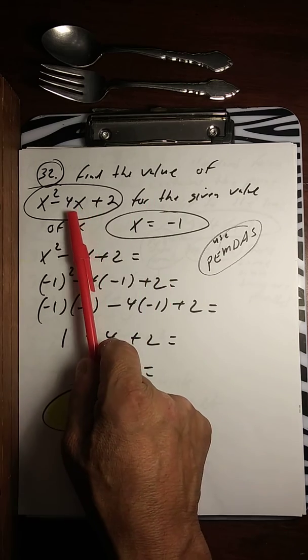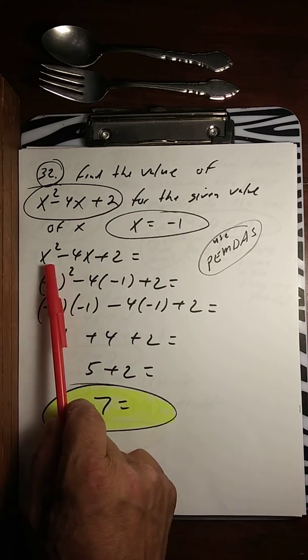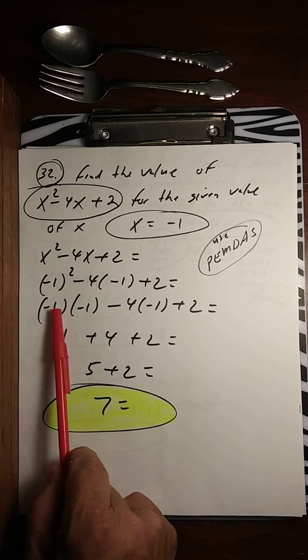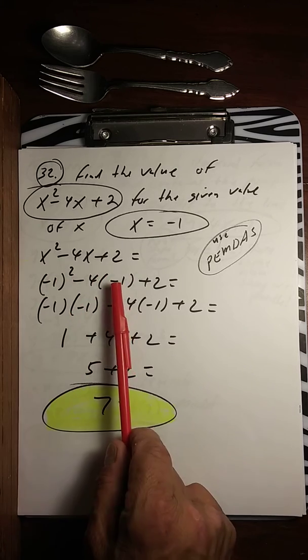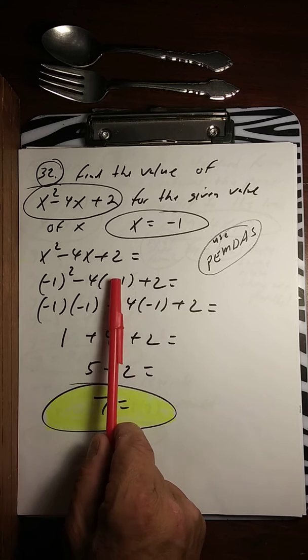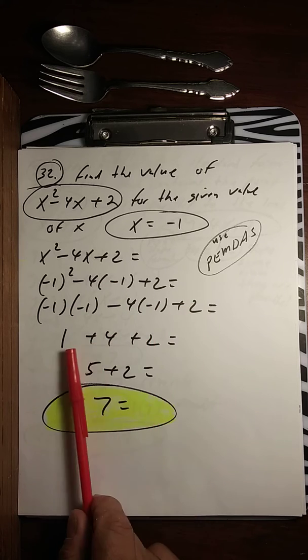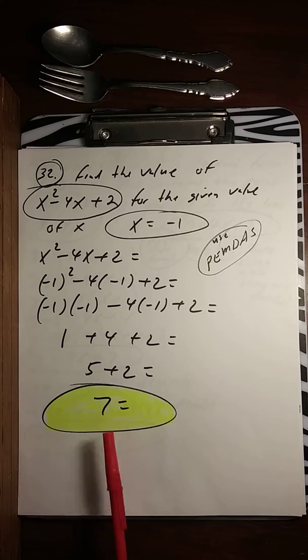Find the value of this with this number. So let's put the -1 in there. So -1 squared is 1. 4 times -1 is -4, and then times -1 is a positive 4, and the 2. 4 and 1 is 5, 5 and 2 is 7.